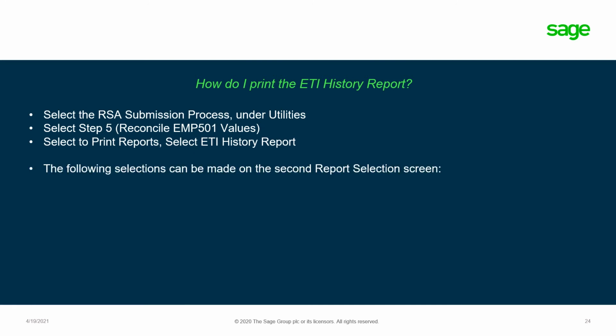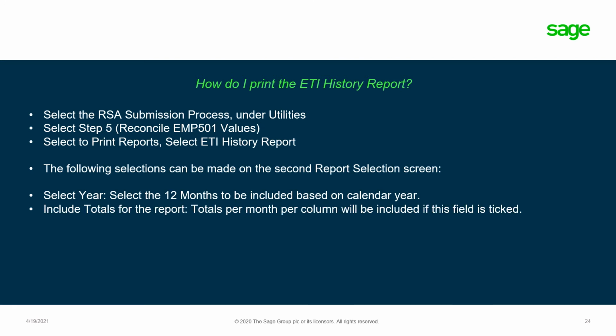The following selections can be made on the second report selection screen. Select the year. Select the 12 months to be included based on the calendar year. Include totals for the report. Totals per month per column will be included if this field is ticked. Include terminations. All terminated employees will be included.